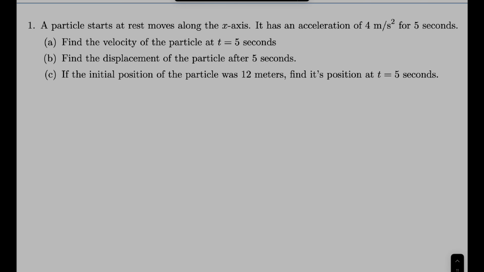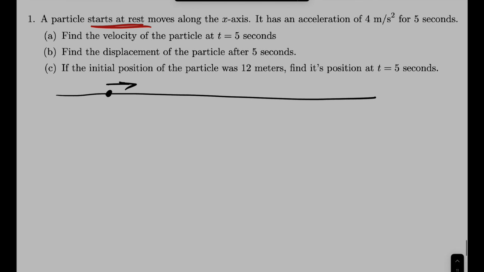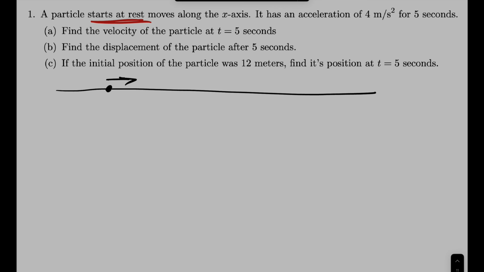A particle is at rest. That means the initial velocity is 0. Okay, it's at rest. It moves along the x-axis. So you have to remember, there's basically like a horizontal line. There's a particle that's on it, and it's moving in one direction, either left or right. Now, the problem tells me it has an acceleration of 4 meters per second squared for 5 seconds. So, let's see what we got. Find the velocity of the particle at t equals 5 seconds.